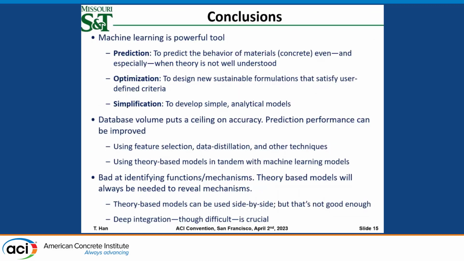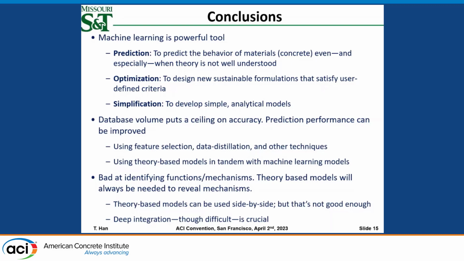Here is the conclusion. As we know, machine learning is a powerful tool. It can do prediction, optimization, and simplification. Also, in our studies, we introduce 3 simplification methods that allow the machine learning model to produce good predictions even when you have a very small database. That can help us widely use machine learning models in other types of concrete applications.